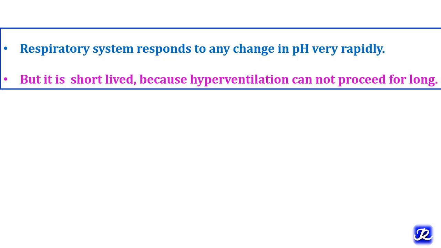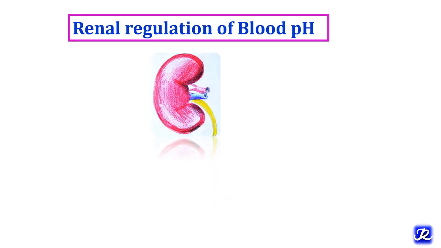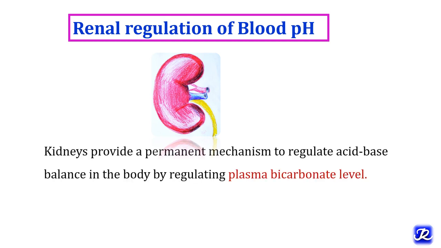It is important to note that respiratory system responds to any change in pH very rapidly, but it is short-lived because hyperventilation cannot proceed for long. So now kidneys come to the rescue because kidneys exert ultimate homeostatic control over hydrogen ion concentration. Now let's talk about the third mechanism, that is renal regulation of blood pH. Kidneys provide a permanent mechanism to regulate acid-base balance in the body by regulating plasma bicarbonate level.